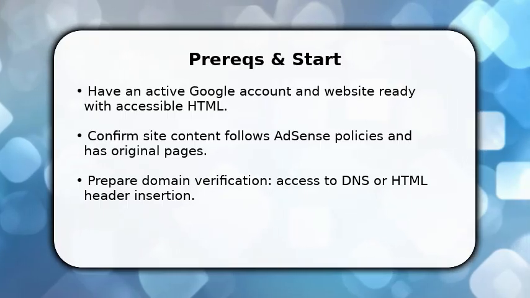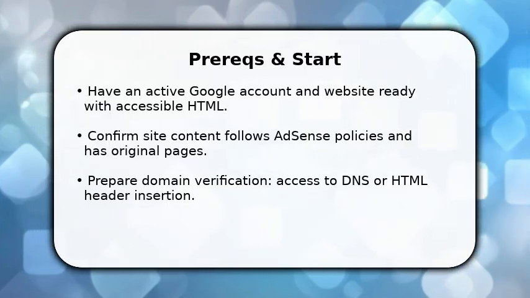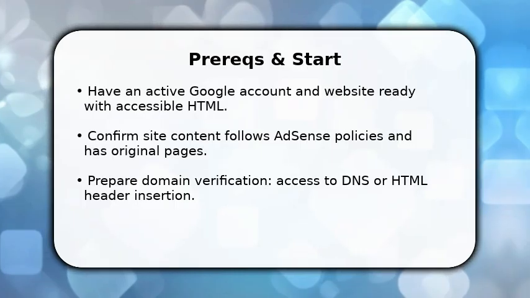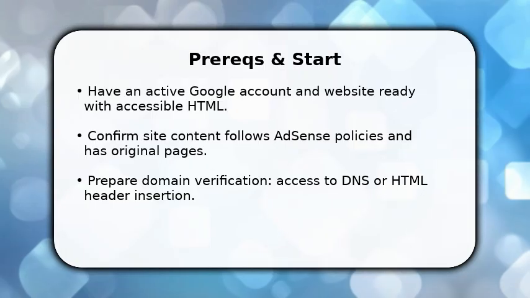You begin by confirming prerequisites. You need an active Google account and a live website that meets AdSense content policies. Next, make sure you can edit site HTML or DNS records because you'll verify ownership.